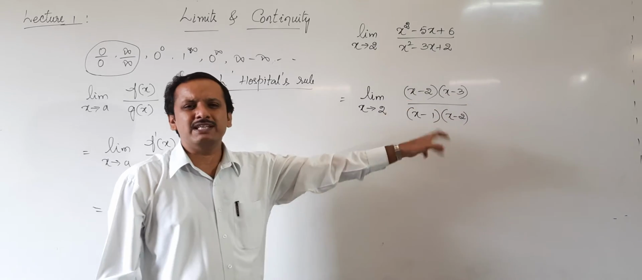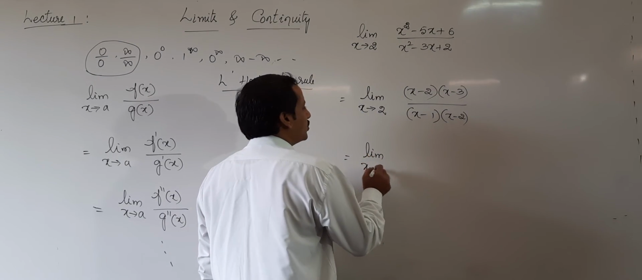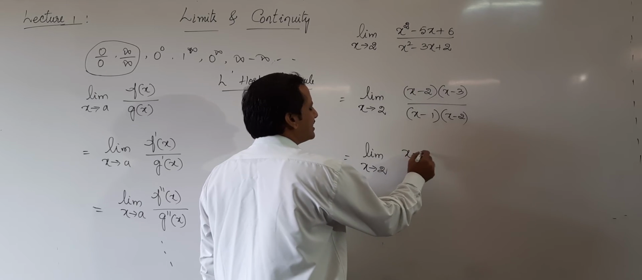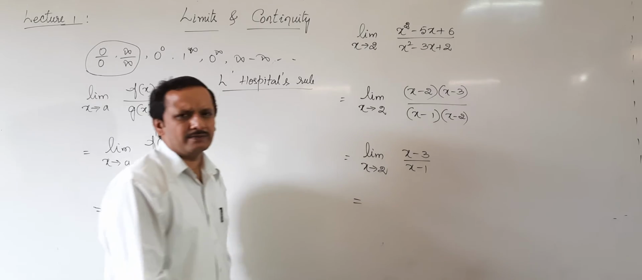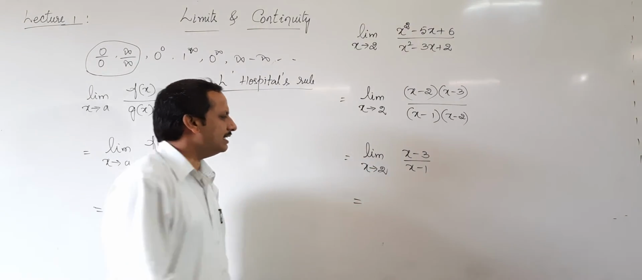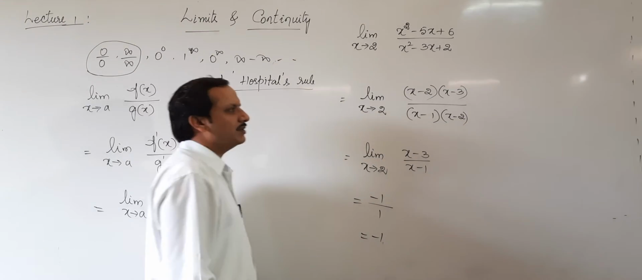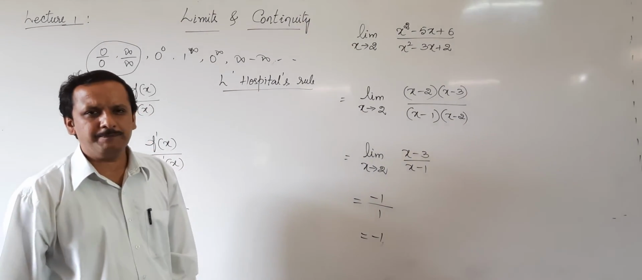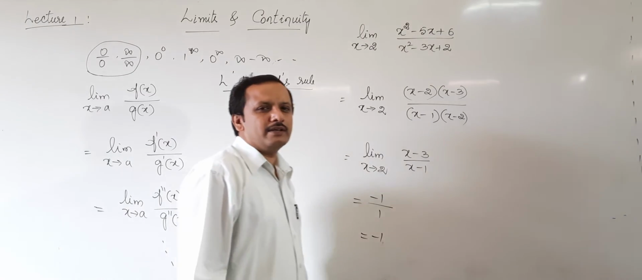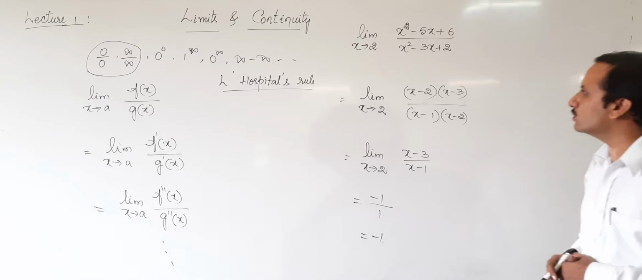Now I cancel x minus 2, x minus 2. Then we get limit x tends to 2, (x minus 3) divided by (x minus 1). Apply the limit now. 2 minus 3, that is minus 1, divided by 2 minus 1 is 1. So the answer is minus 1. This is the actual method, which you have already learned in first PUC. Okay. Now that you know another formula here, L'Hospital's rule, let us see how we can make use of it.